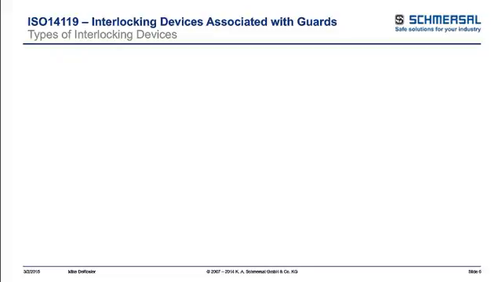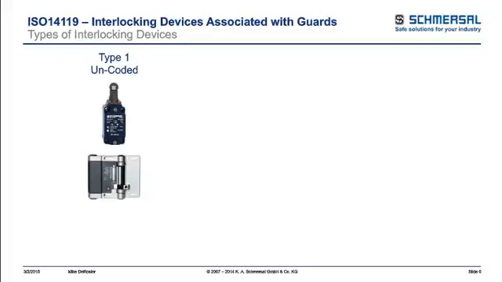When we look at Type 1, Type 1 is considered an uncoded mechanical type of device, such as a safety-rated limit switch or a hinge switch. There's no separate actuator, so there's no coding involved, where the function of the safety has to deal with the additional installation and the measures. There's no separate actuator to create any additional issues.